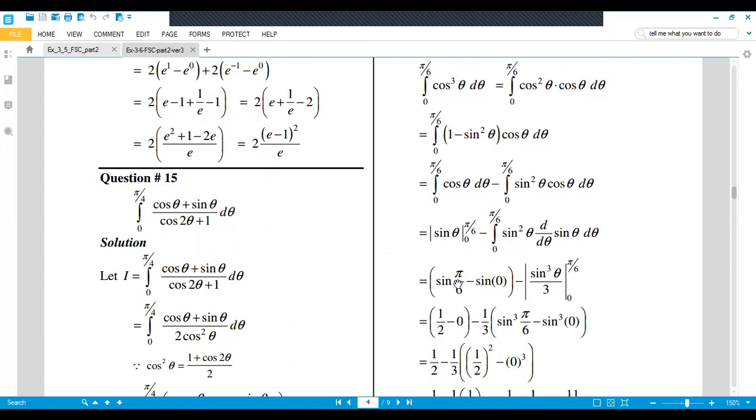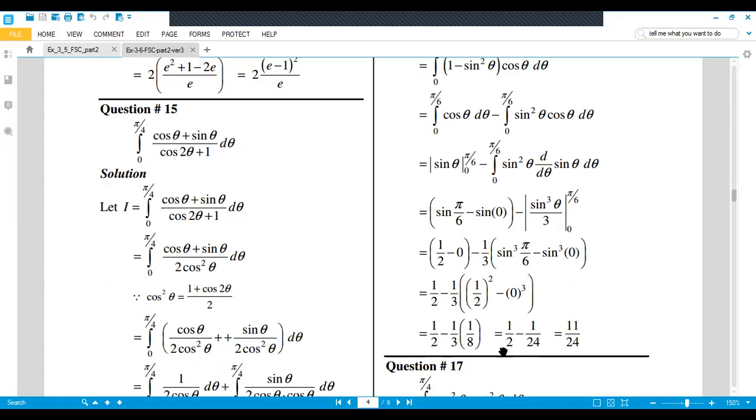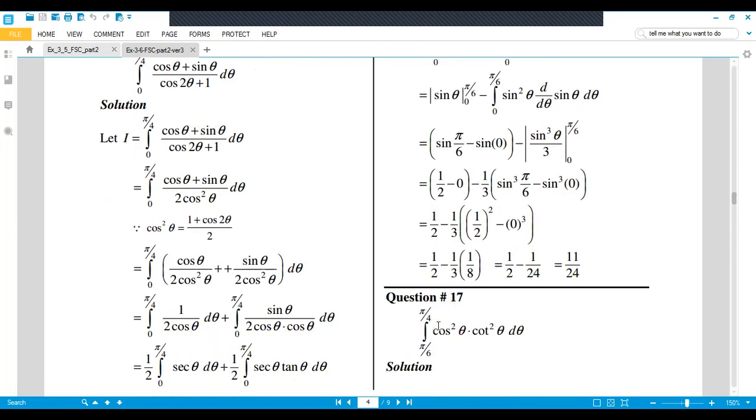Now we put pi over 4 in sine minus sine 0, and then here in this sine cube pi over 6 minus sine cube 0. So 1 over 2 minus 0, and minus 1 over 3. Sine pi over 6 is 1 over 2 square, minus sine 0 is 0. So 1 over 2 minus 1 over 3 multiplied with this, so we get 1 over 2 minus 1 over 24, then we take LCM, so we get 11 over 24.